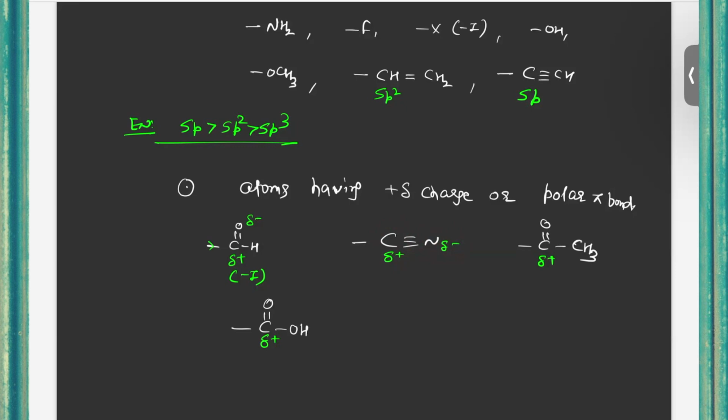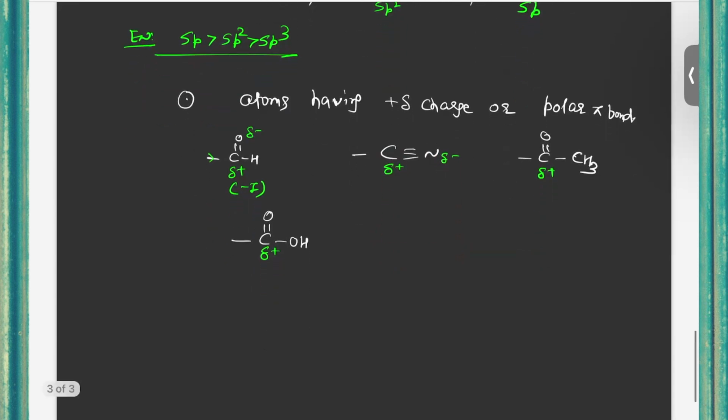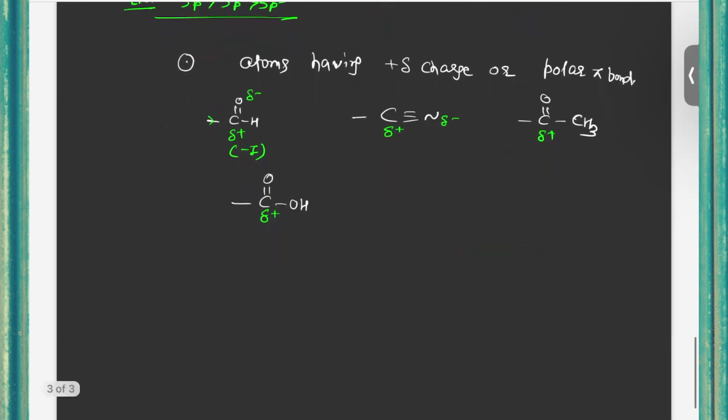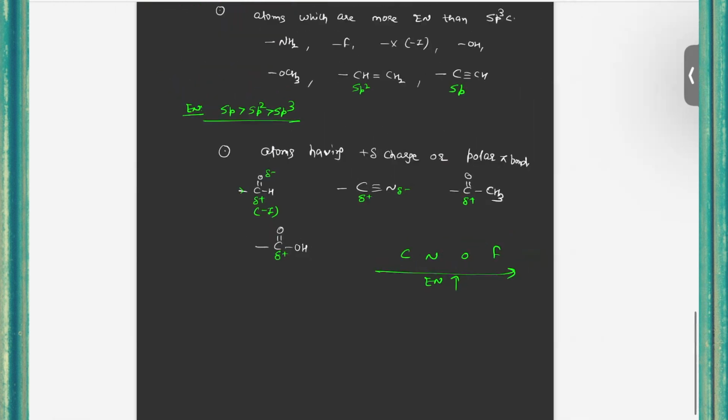Sir, how will you know that the given compound is more electronegative than carbon? Just by the electronegativity in the periodic table: carbon, nitrogen, oxygen, fluorine. Left to right, electronegativity increases in the periodic table. Have you taken those classes on the periodic table? Yes, sir. And I told you that left to right, there is a regular increase in electronegativity, and down the group, a regular decrease.